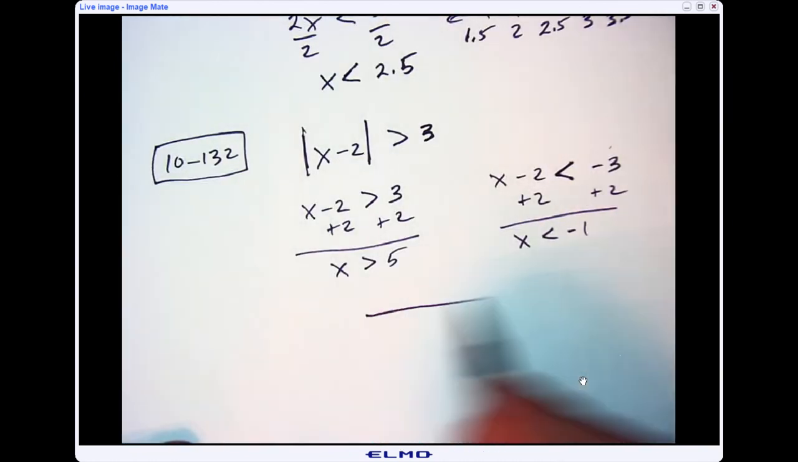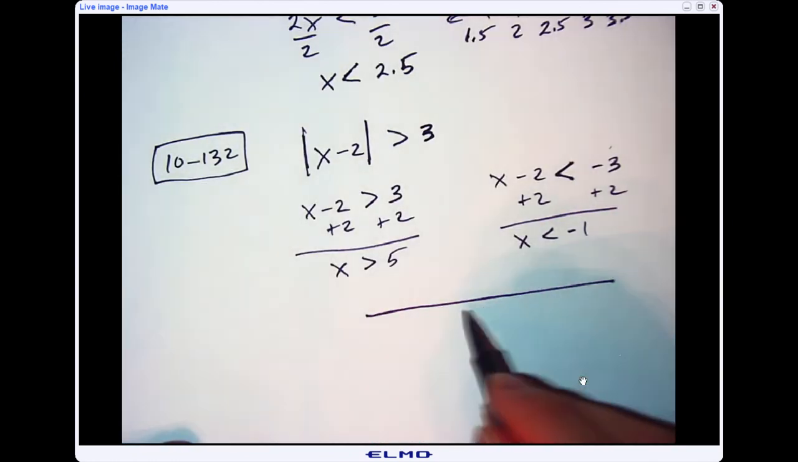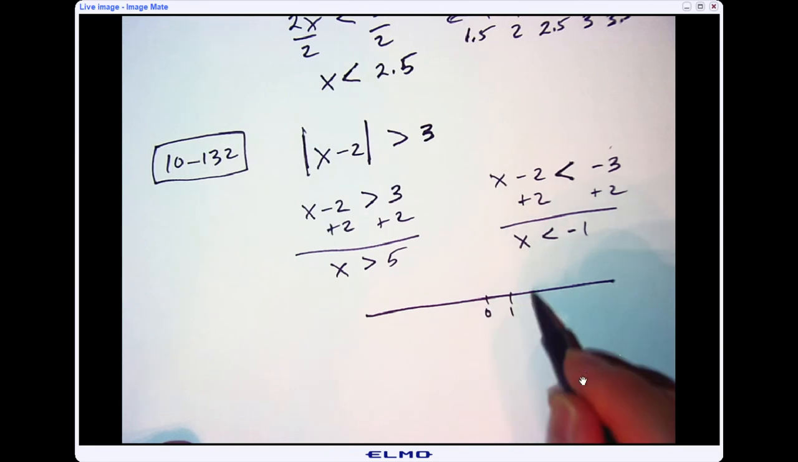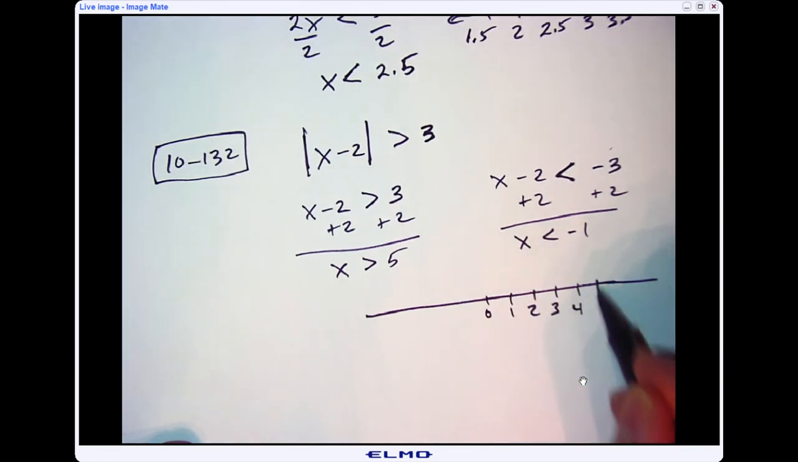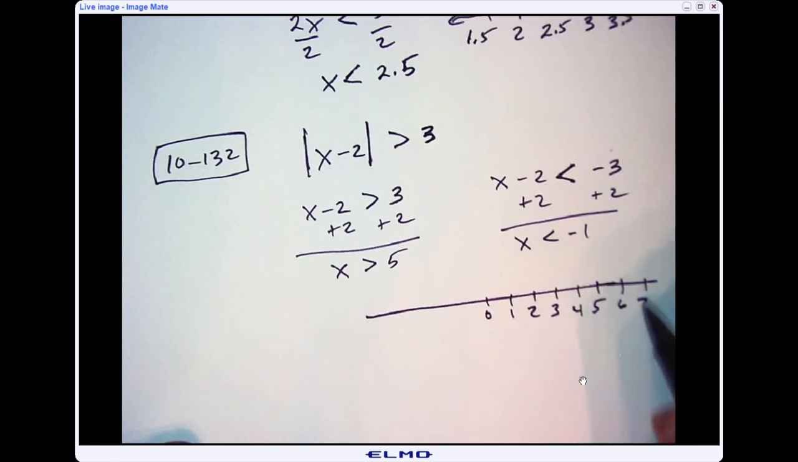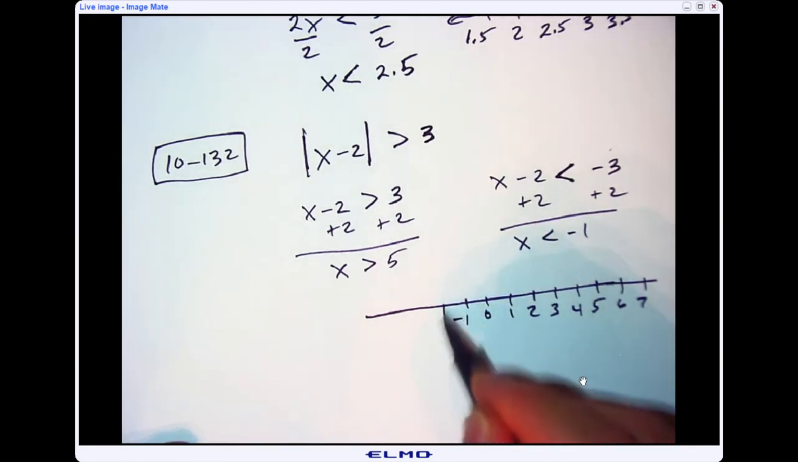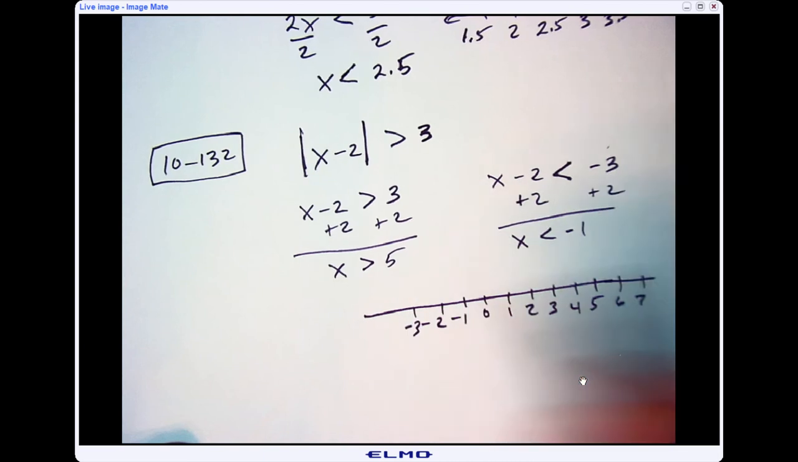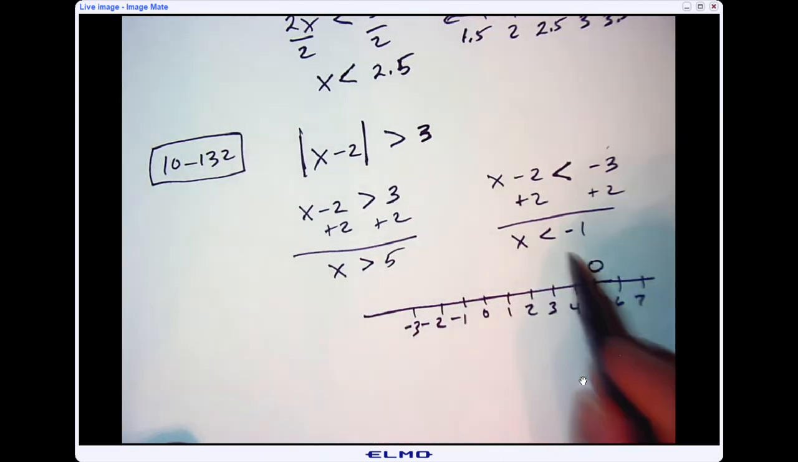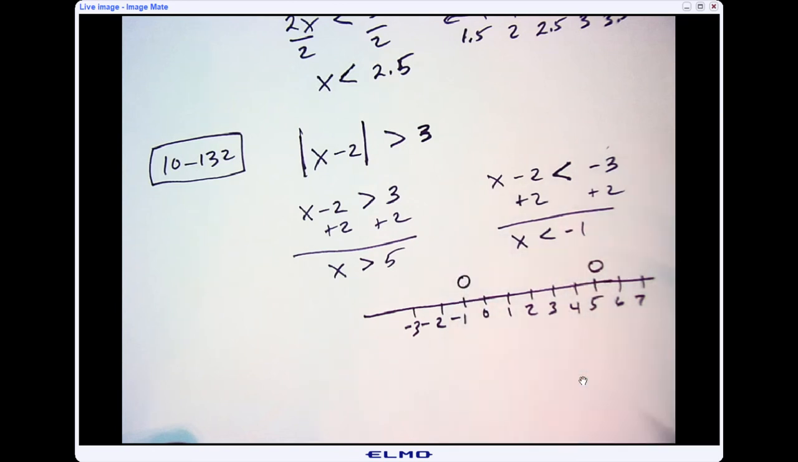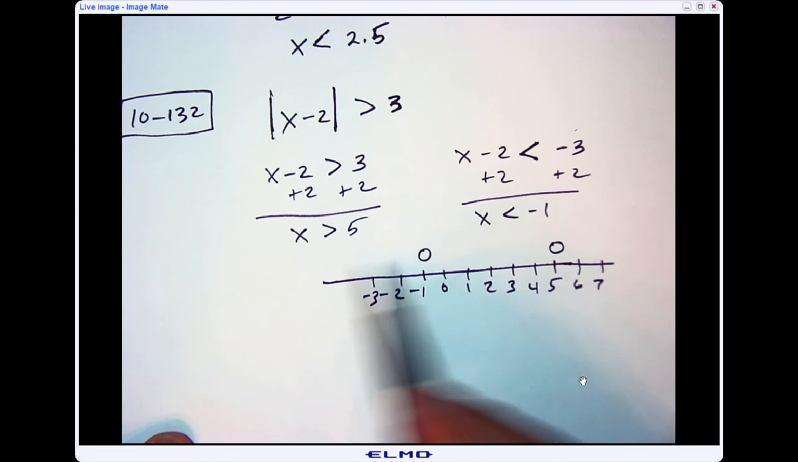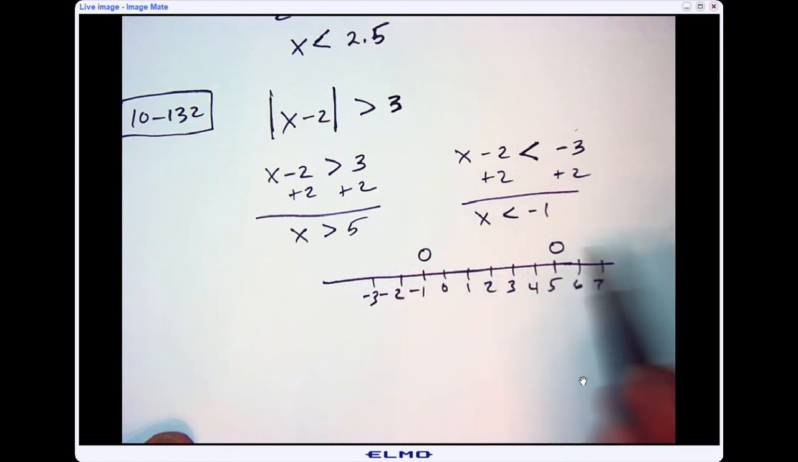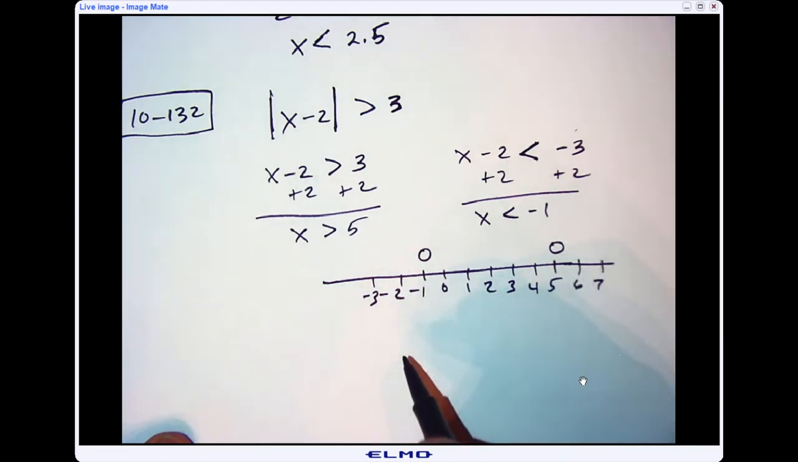Now you're going to make your number line, and make sure you give yourself enough room to have a couple numbers on either side of your boundary points. In this case, I have a hollow dot on 5, and a hollow dot on negative 1. Now you have some choices to make. Is it going to be this area, or this area for my solution region?